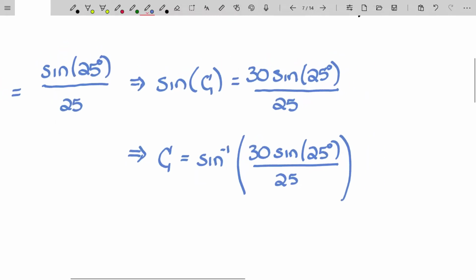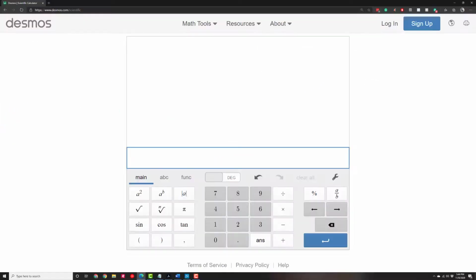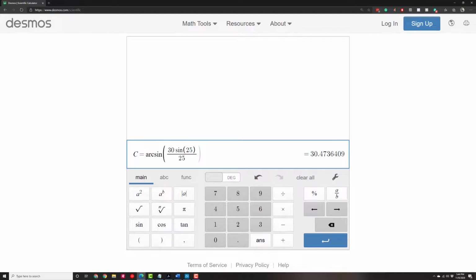This one I want to show in Desmos again. So I'll hop over there. And I'm going to use capital C here to equal the arc sine of 30 sine of 25 degrees divided by 25. And notice this does give us an answer of roughly 30.5.